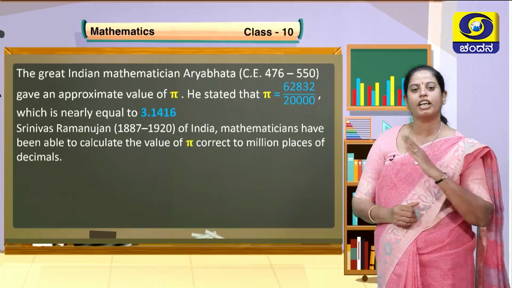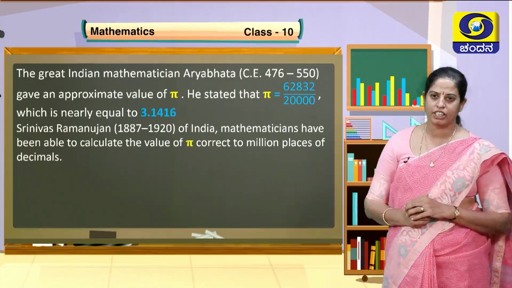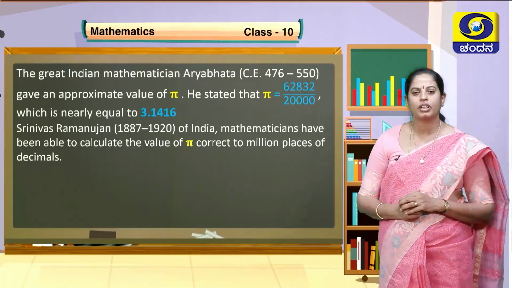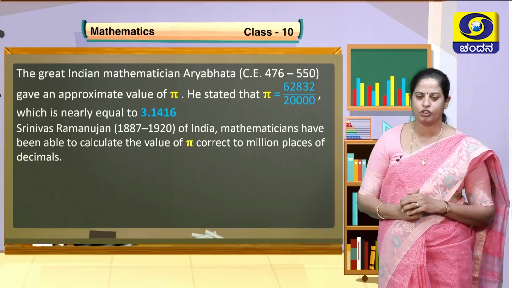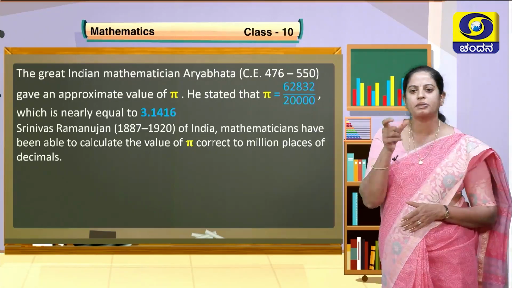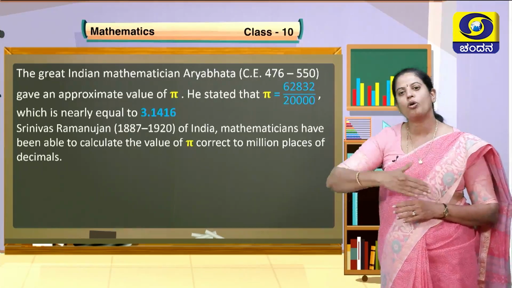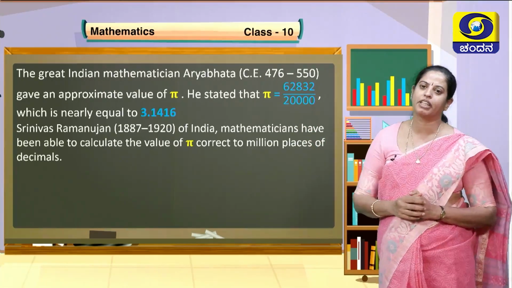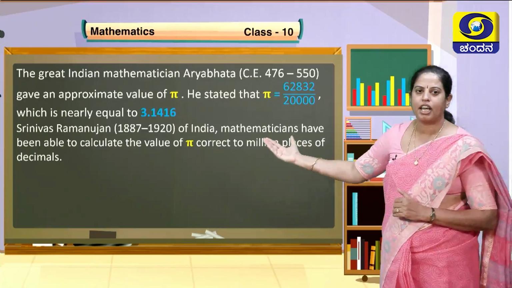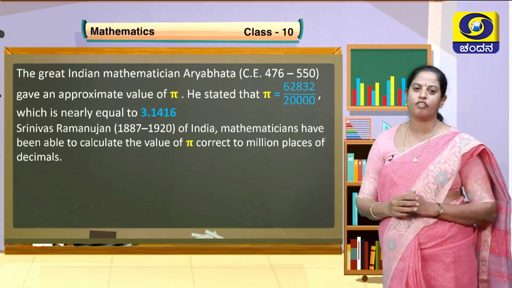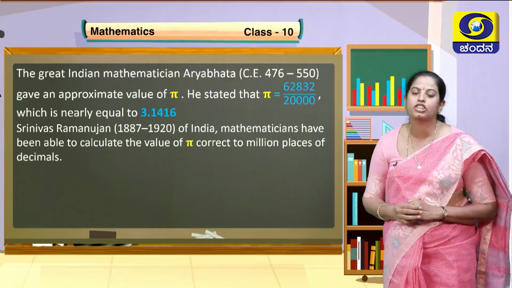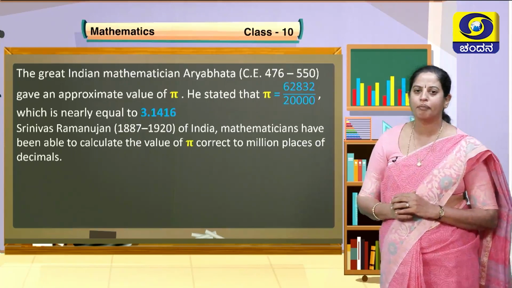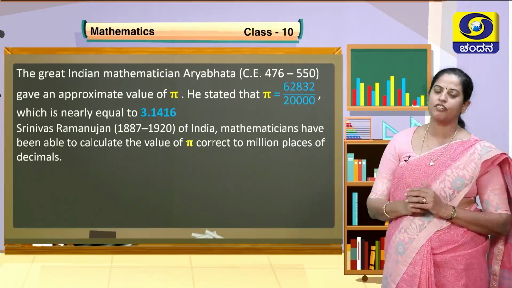And you know one more greatest mathematician of our country, Srinivasa Ramanujan, who lived between 1887 and 1920. Even though in his short span of life he has given so many works, till today his works are appreciated all over the world. He was able to calculate the value of pi correct to a million places of decimal.